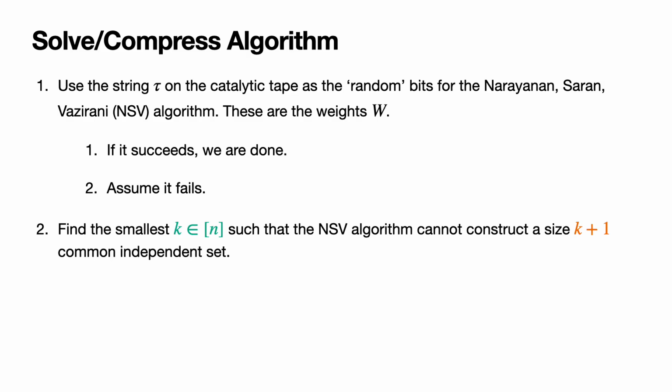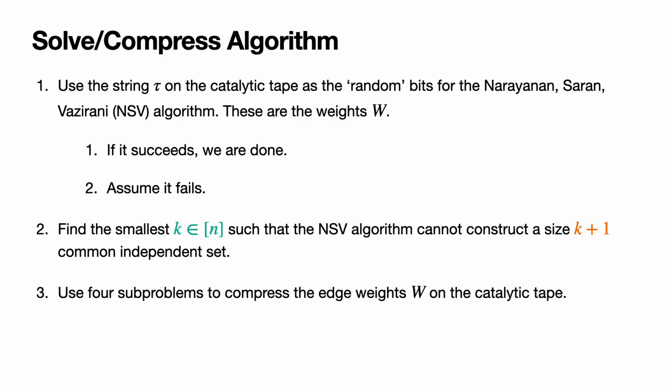Then we just find the smallest k such that the NSV algorithm can't construct a size k plus 1 common independent set. Okay? And such a k necessarily exists because k could even be 0. Now, we use 4 subproblems, which I'll describe on the next slide, to compress the edge weights W on the catalytic tape. Okay? So let me tell you about the 4 subproblems.